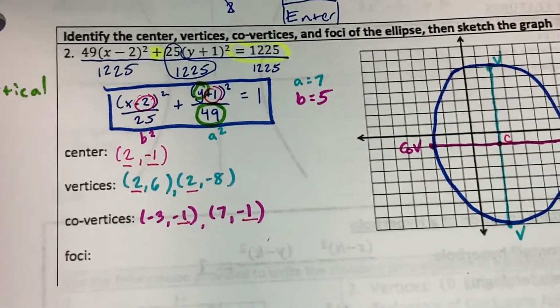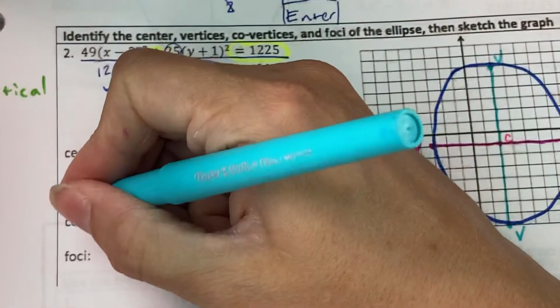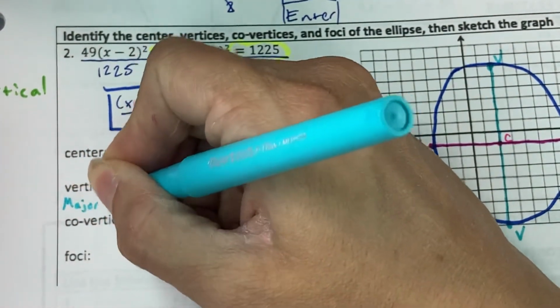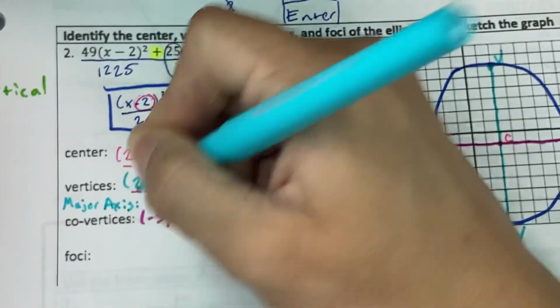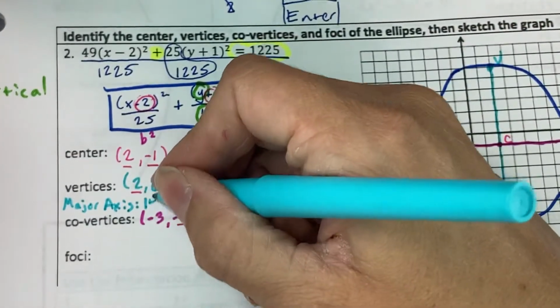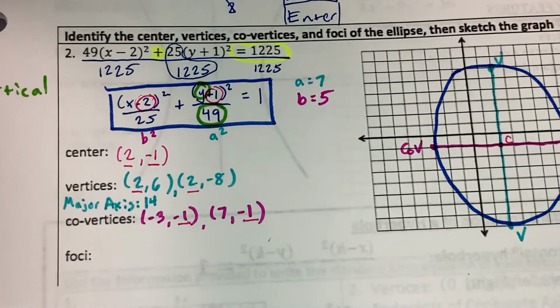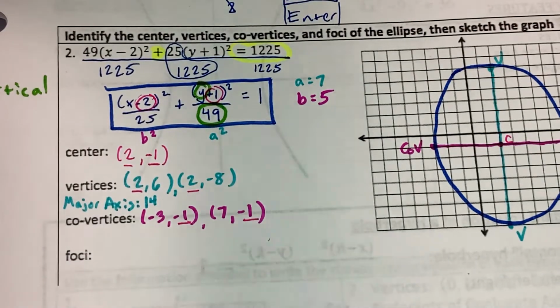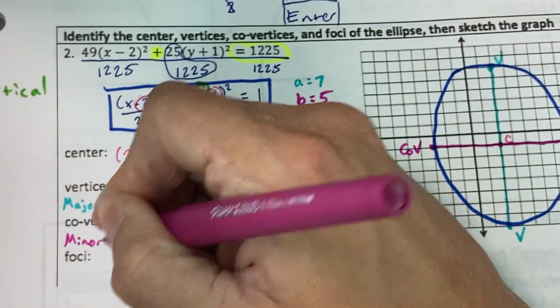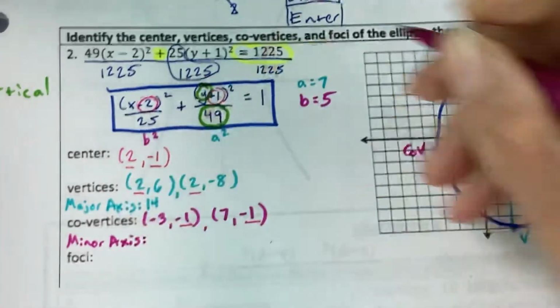And folks, even though this question doesn't ask for it, let's go ahead and state that major axis length, which is 2a, or 14 units long. We could also count it on our graph. So our major axis connects the vertices, our minor axis connects the covertices, and that would have a length of 10 units.